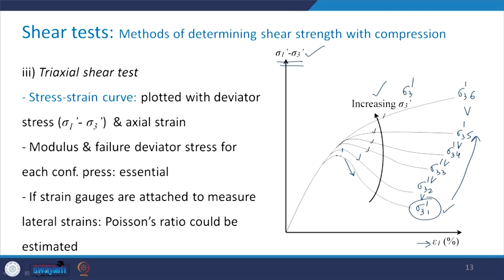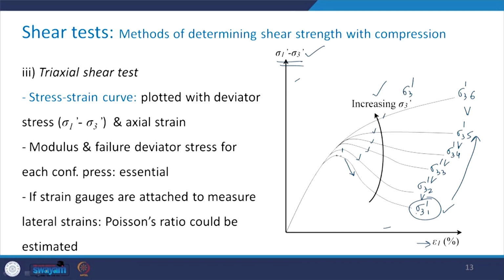So this is really very interesting that on increase of sigma 3, the behavior of the specimen changes. We will discuss these things in a detailed manner in subsequent classes, but for the time being just focus here that with increase in sigma 3, there is a change in the stress strain response for the same rock. From these stress strain responses, we can find out the modulus. We have discussed this.